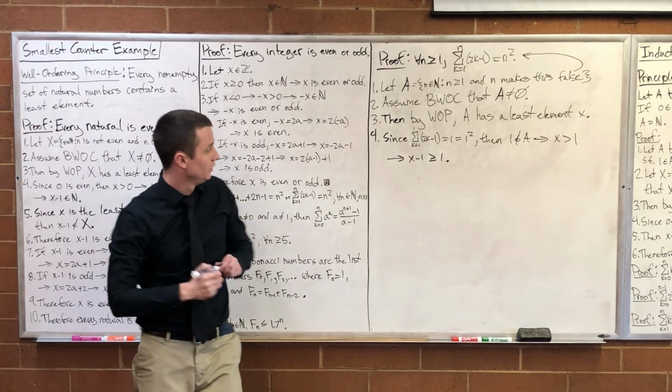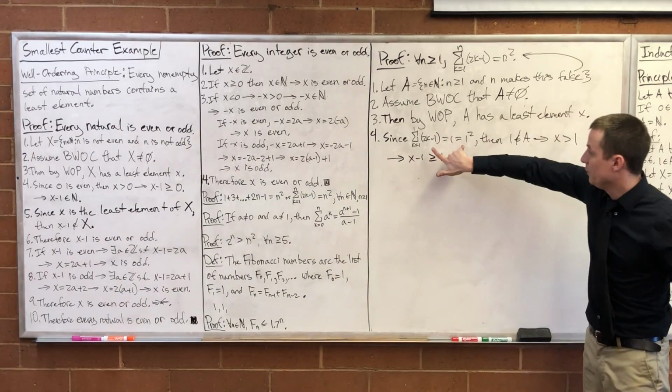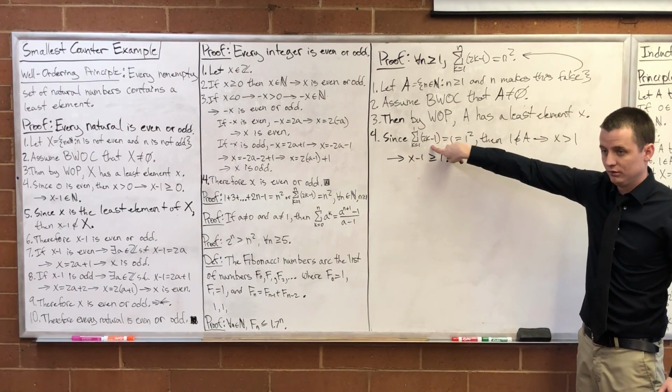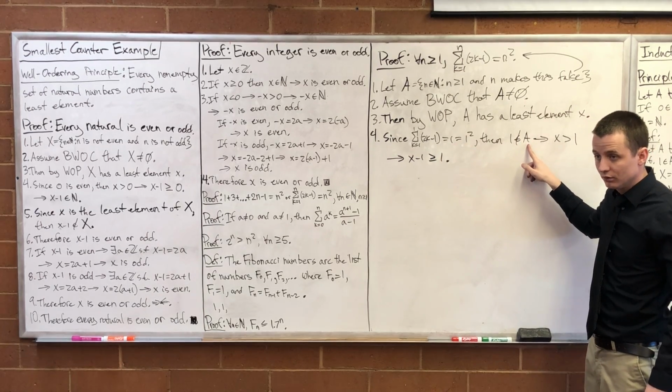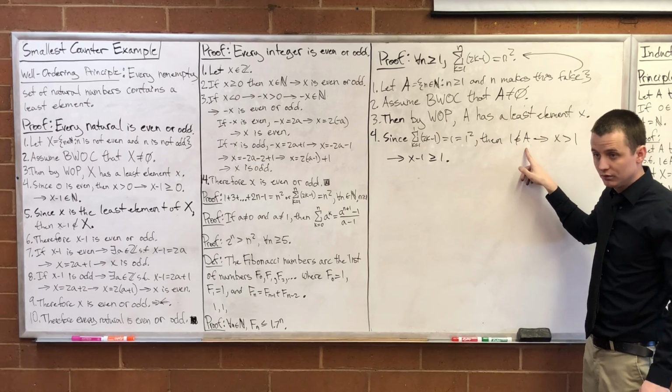Can you go over it? Yes, I sure can. 1 makes the statement true, right? Okay. A is a set of all things that make the statement false. So 1's not in A.